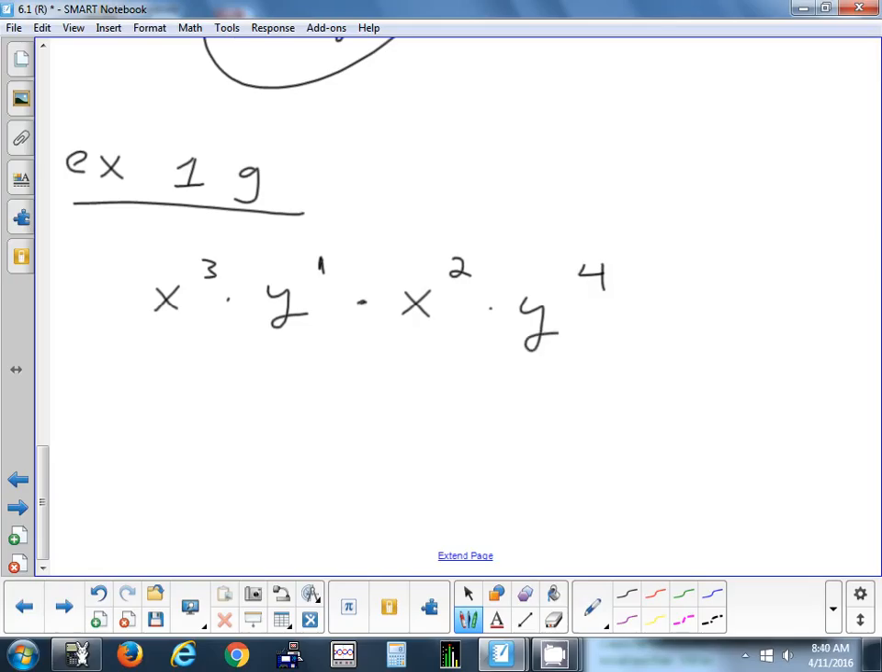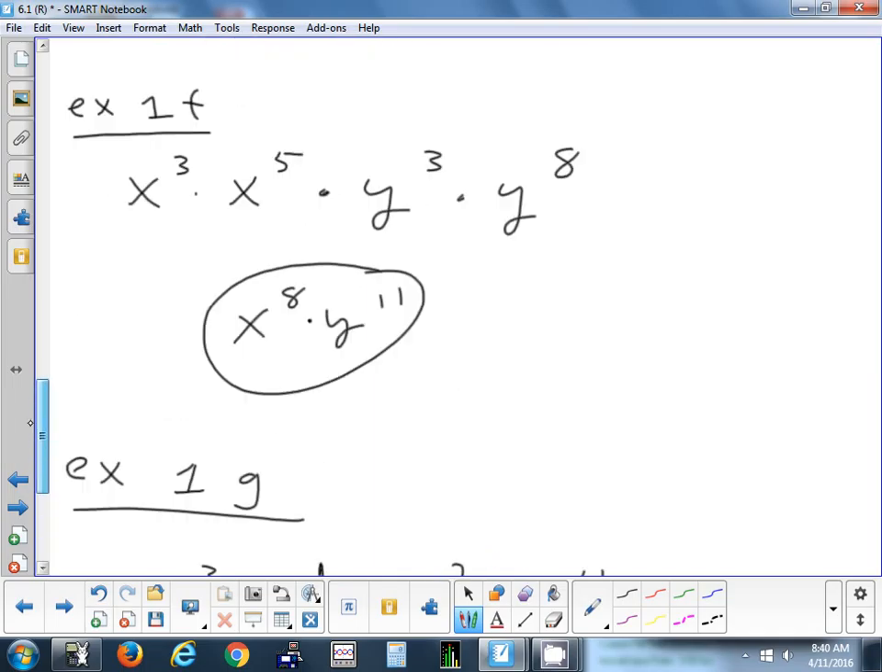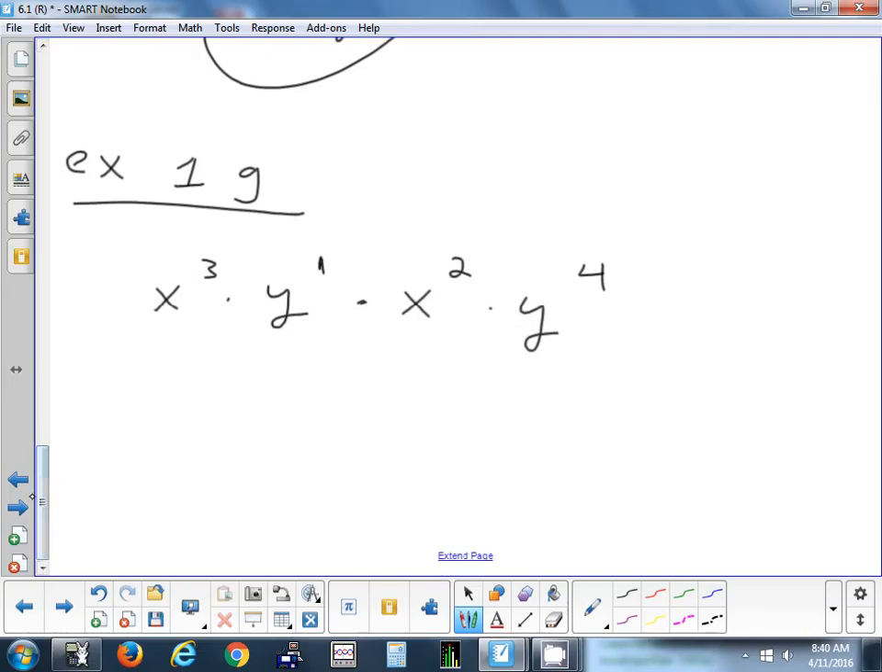What's a little different about this one? The x's aren't together, the y's aren't together. That doesn't matter. This is exactly the same type as the last problem. You can still combine the x's with the x's.